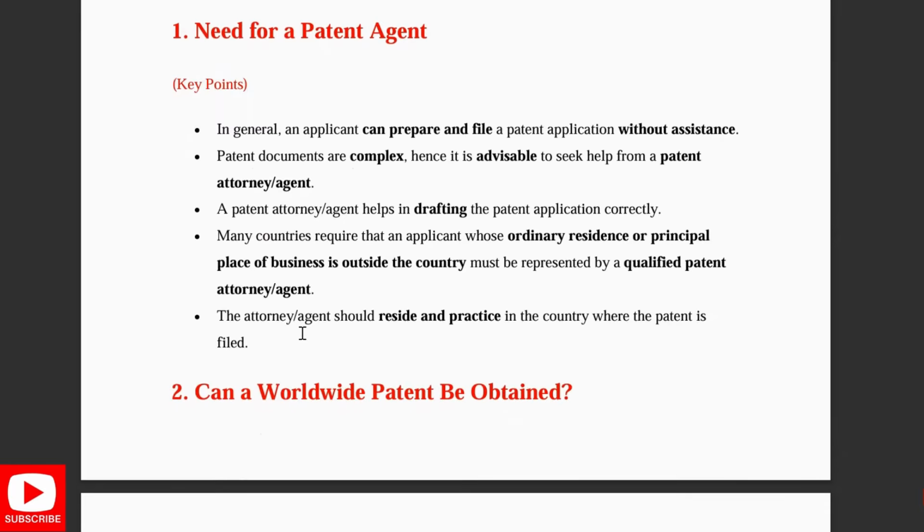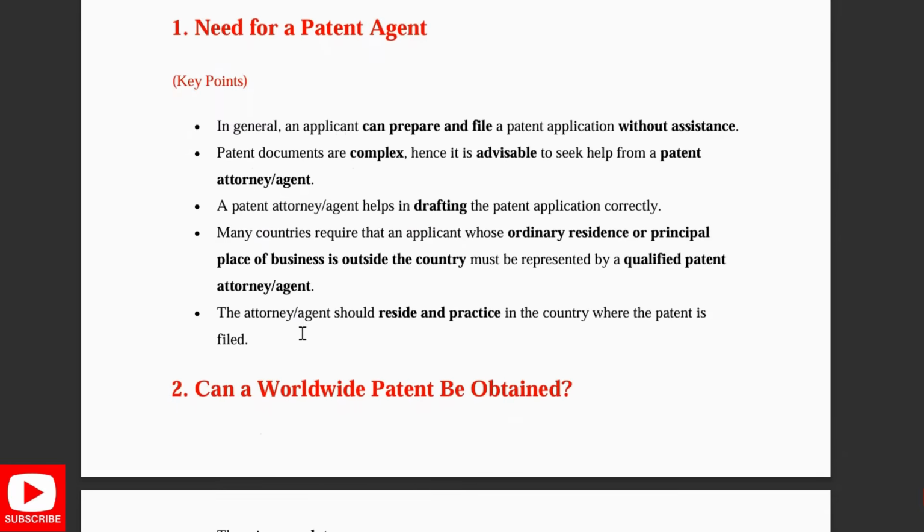Then, why do we need a patent agent? In general, an applicant can prepare and file the patent application without assistance. The patent documents are complex, hence it is advisable to seek help from an agent. He helps in drafting the application correctly. Many countries require that an applicant whose ordinary residence or principal place of business is outside the country must be represented by a qualified patent agent. So this should decide the practice in the country where the patent is filed.